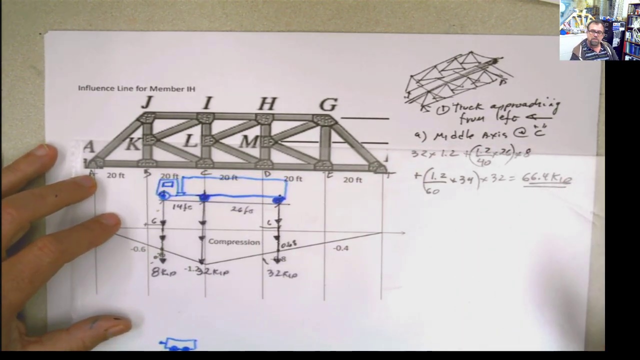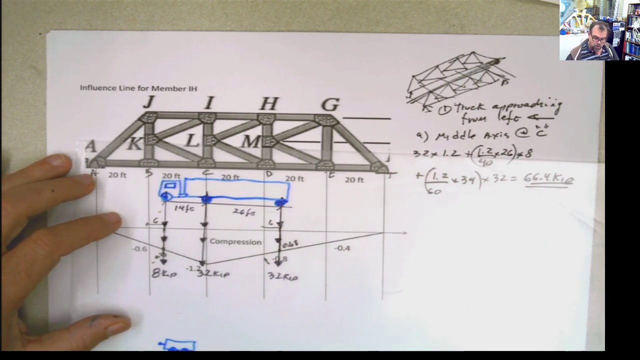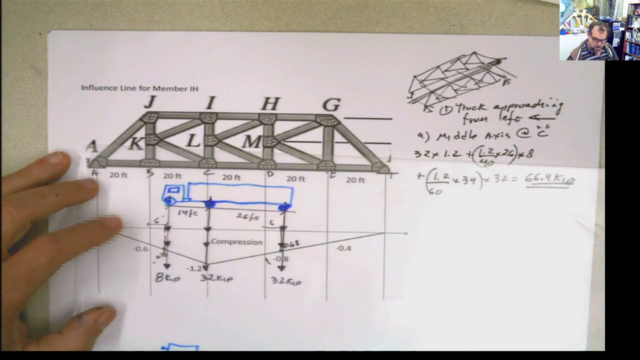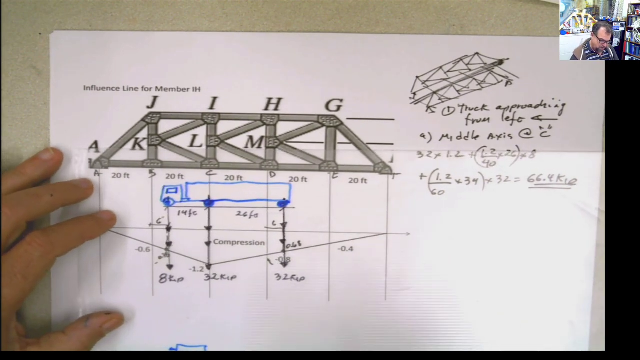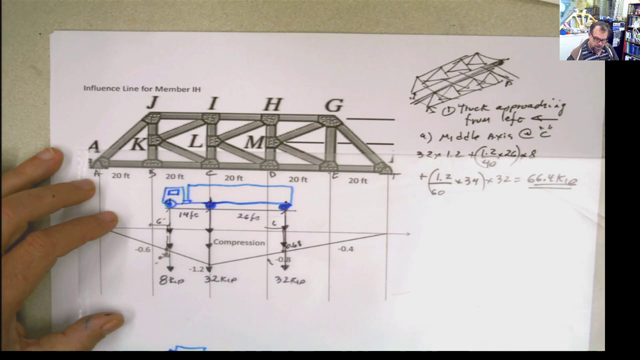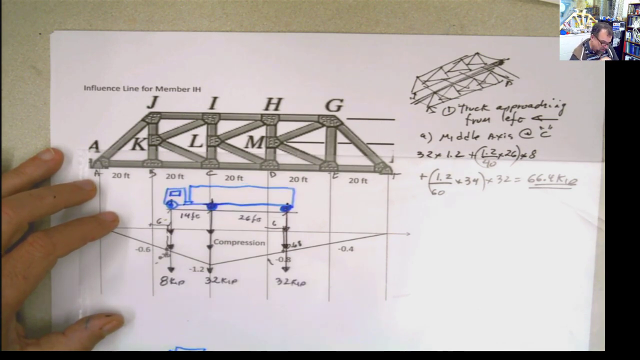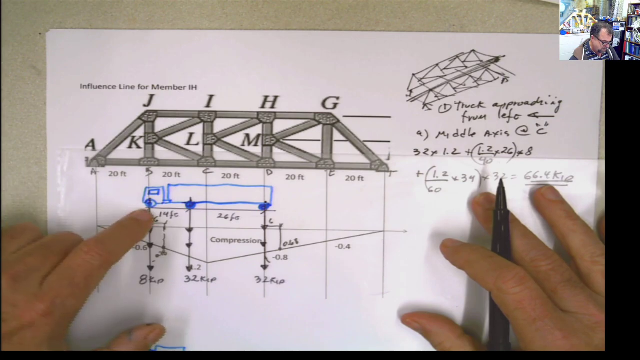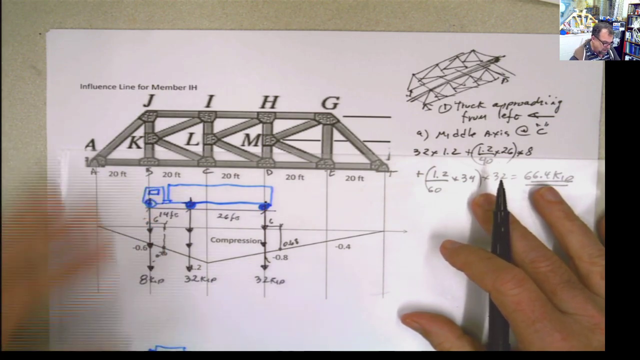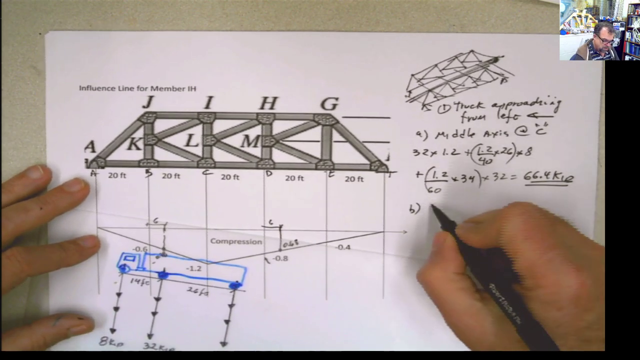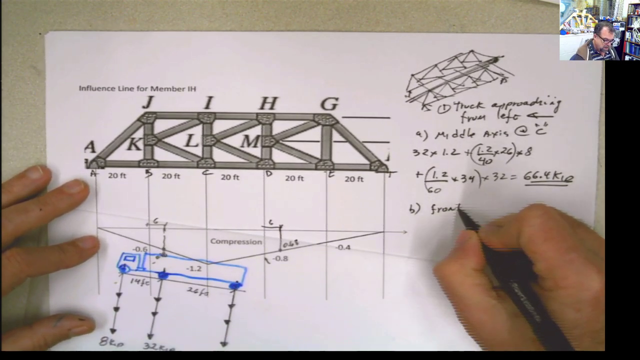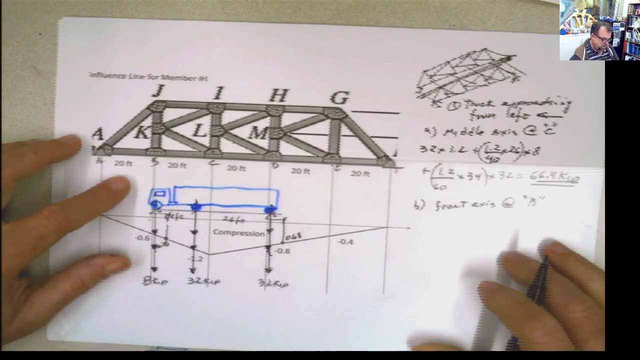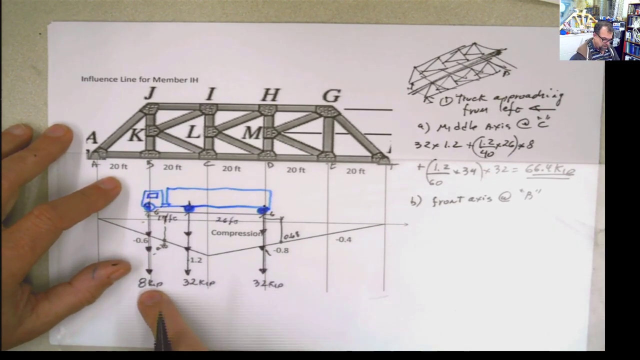Now, this is not the only position, and this can keep moving. By inspection, you can determine what the maximum value is just by looking at it. But let's say I'm not so sure, and I want to keep moving this to the position where the front axis is at B. So let's calculate that to see what happens, and let's make that a second choice. Let's say the front axis at B. If this is the case, I'm going to have 8 times 0.6.